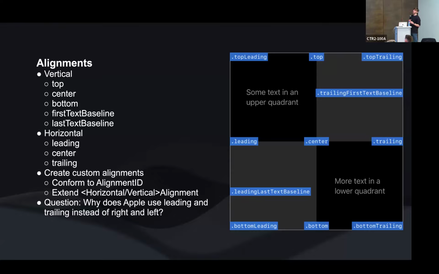You might have noticed that instead of using left and right, Apple uses leading and trailing. And so I have a question for the audience. Does anyone know why Apple uses leading and trailing instead of left and right? Internationalization. Yeah, exactly. Some different locales don't read left to right, and so leading and trailing can actually flip based on your locale.